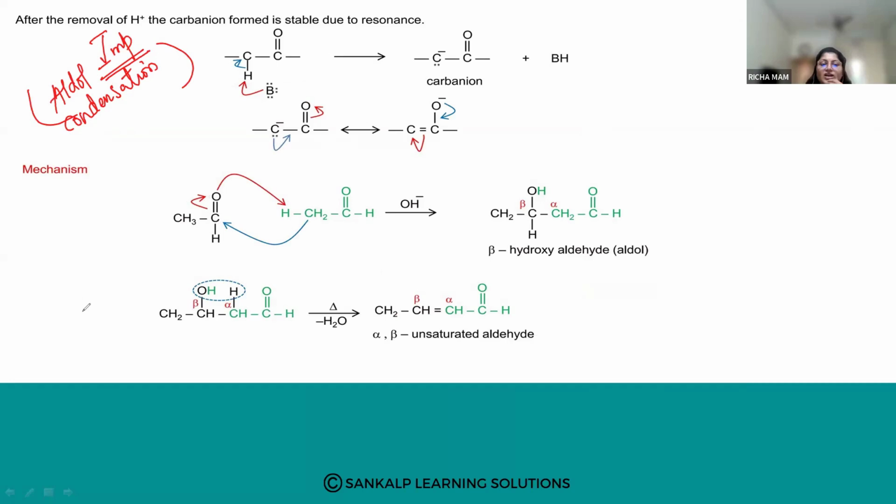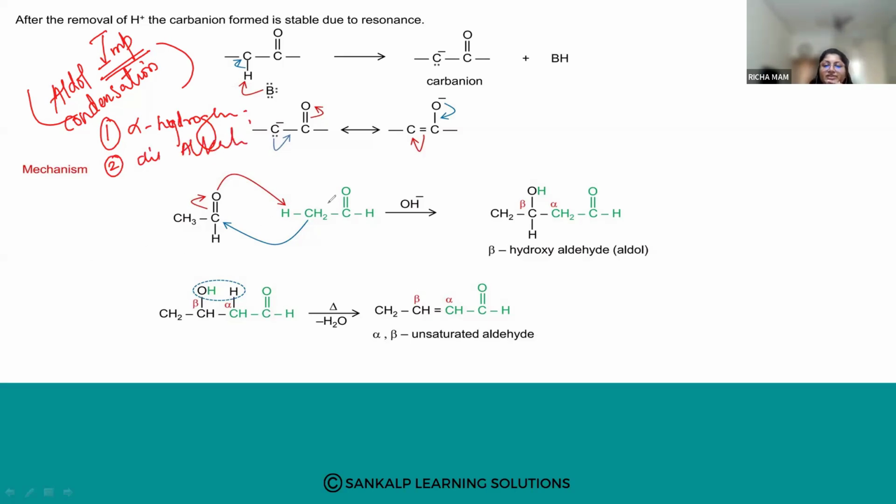For aldol condensation, aldehydes and ketones, what is the necessary condition? They should have at least one alpha hydrogen. Then it will undergo self-condensation. And how will it go? In the presence of dilute alkali.